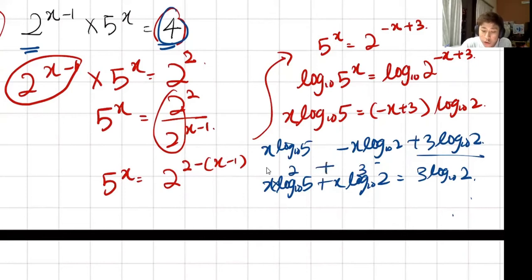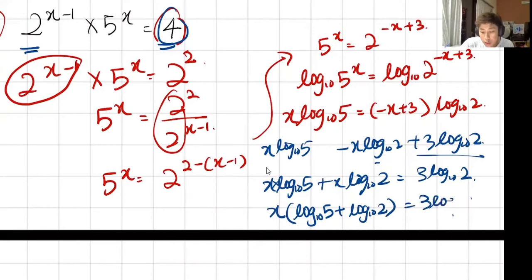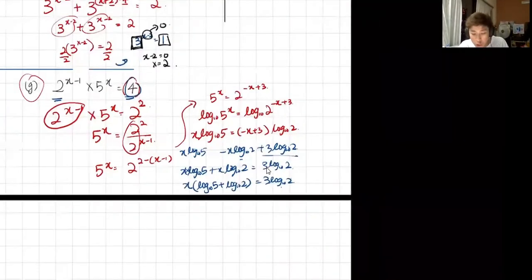You plus the 2 and 3, right? 5x, right? So you plus these two things in a bracket x, or somehow you factorize the x out. You're left with log 10 5 plus log 10 2 on the left hand side equals to 3 log 10 2. Okay, this is a very good question.